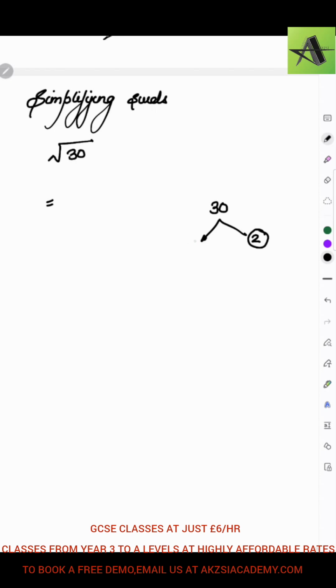And here on the other branch, I'll be writing 30 over 2, so 15. Why? Because obviously when I multiply these two, I'll get 30. That's the meaning of it. Again, because 15 is not a prime number, I can divide further. The smallest prime number that can divide 15 is 3. Encircle it. And 15 over 3 is 5, which is also a prime number. So I'll be writing 5 times 3 times 2.